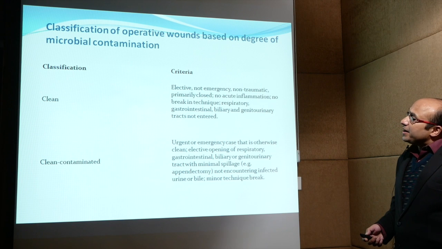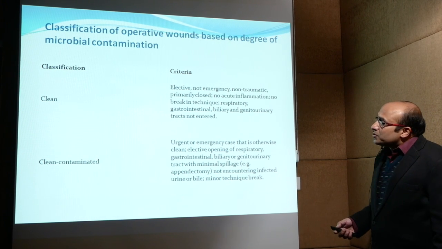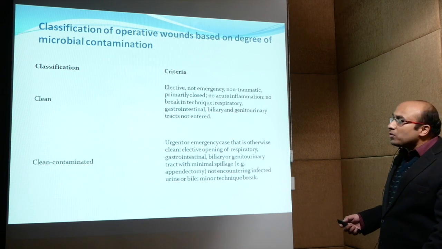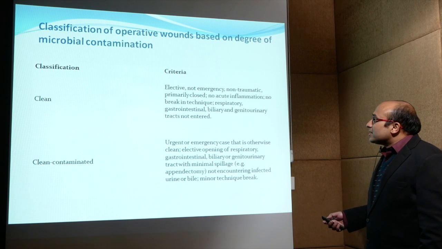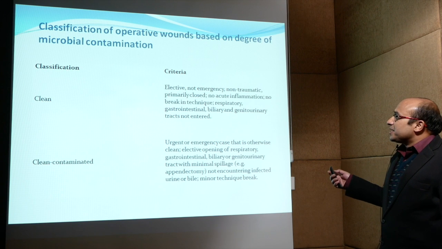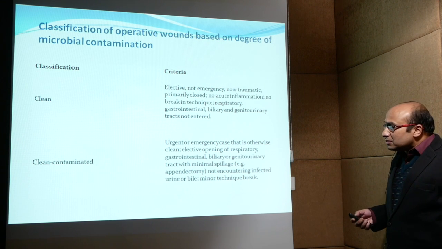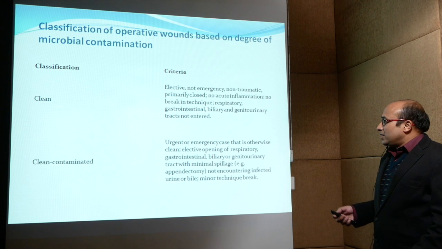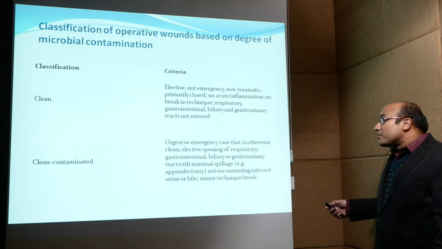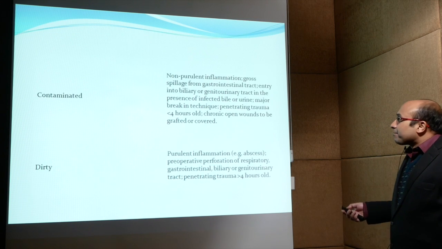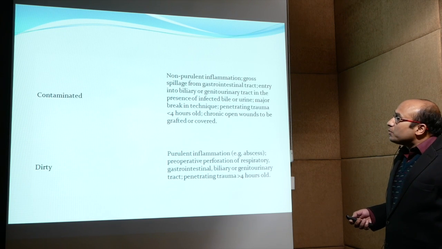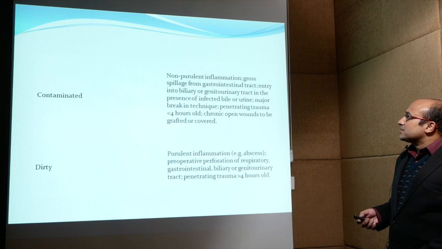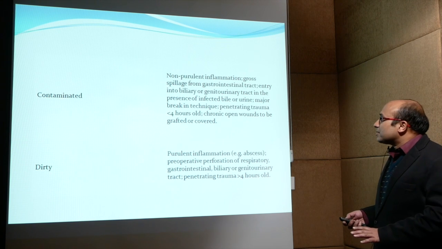Operative wounds can also be classified on the basis of microbial contamination. A clean wound is elective, not an emergency type, non-traumatic, and can be closed primarily without any acute inflammation. There is no break in technique, and the respiratory, GI tract or any other cavity is not involved. A clean contaminated wound is where any emergency case or elective opening of the respiratory or GI tract occurs with minimal spillage. A contaminated wound has non-purulent inflammation, where there can be spillage from the GIT or biliary or genitourinary tract and presence of infected bile or urine.